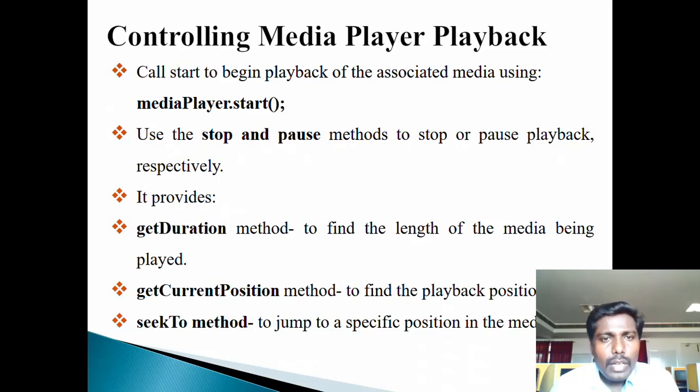These are the different methods available in the media player control options. To control media player playback, first you call start to begin the playback of the associated media. So how are you going to start it? Using the media player class name, then the dot start method. When you give this in the code, the emulator will run it and immediately start working with the playback option.